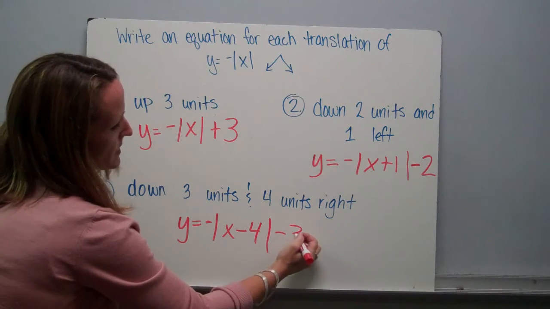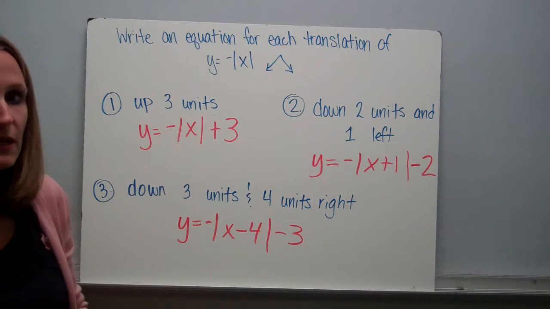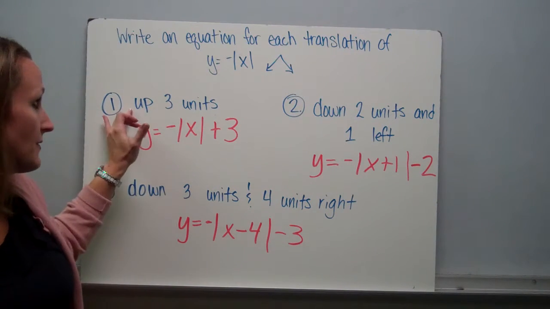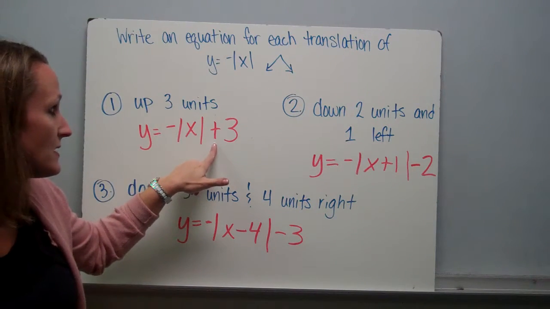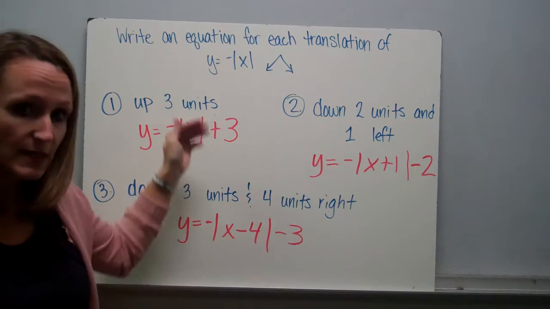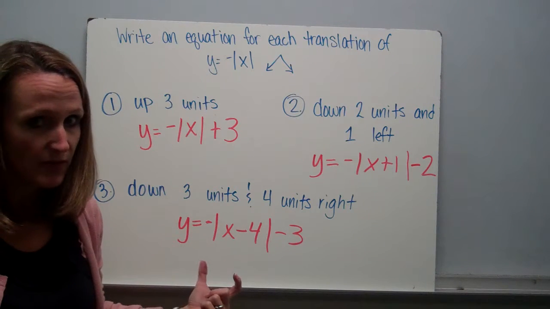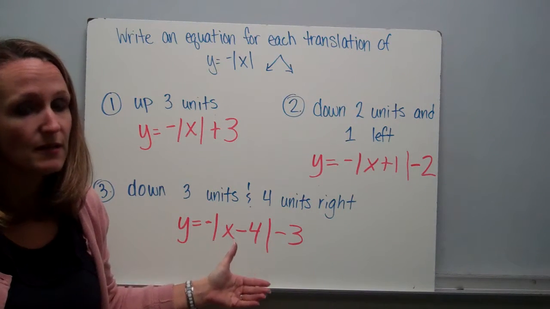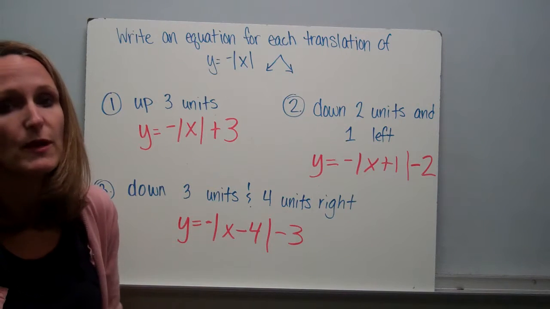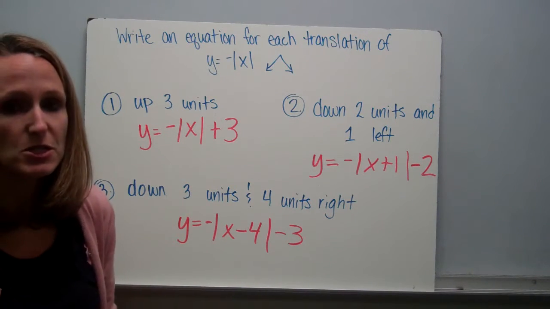Okay, so the important thing you need to come away from here is if it's up or down, it's on the outside of these absolute value bars, and plus means up, minus means down. If it's left or right, it's inside the absolute value bars. Minus means right, plus means left, which is the opposite of the way you think, which is what makes absolute value equations so tricky.